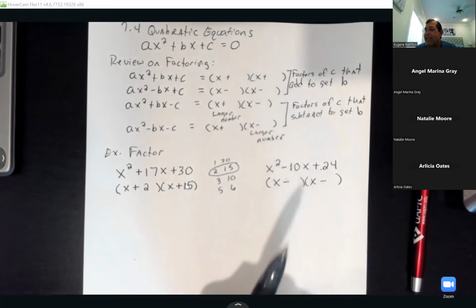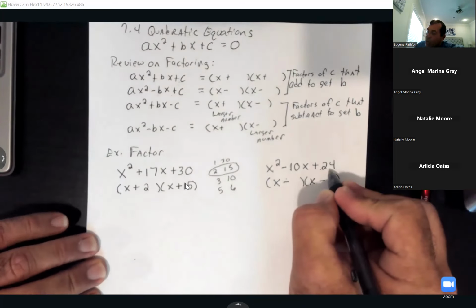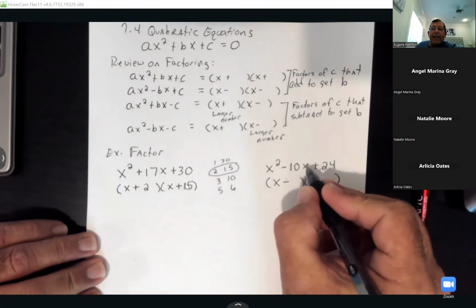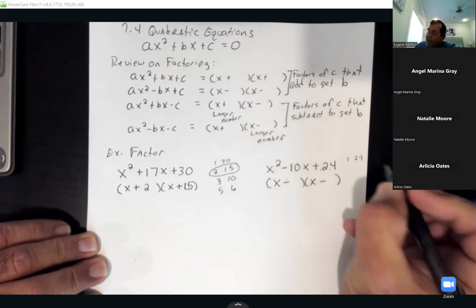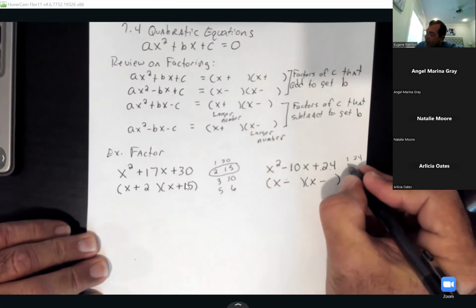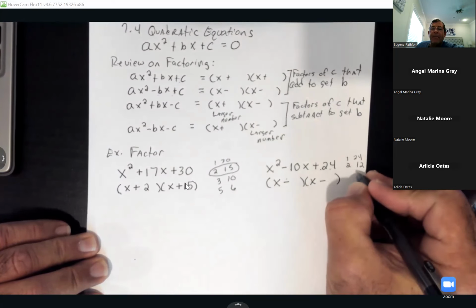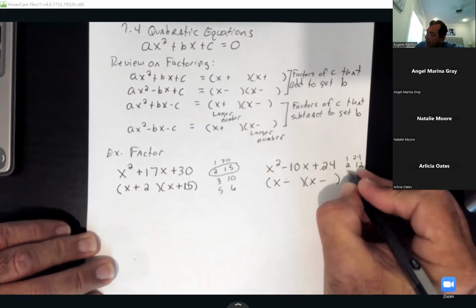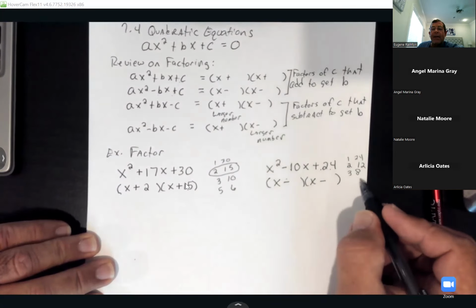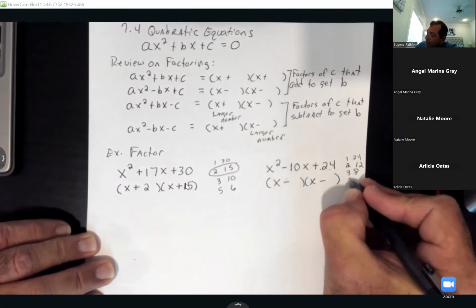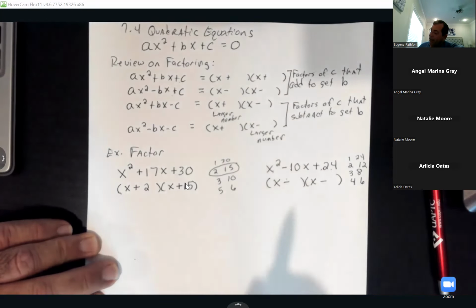Now, I still want factors of 24, so we need to find factors of 24 that'll add to get 10. So we got 1 times 24, that gives me 25. 2 times 12, that adds to get me 14. Next, I would try 3 times 8. That adds to get me 11. Next, my last factor would be 4 times 6. And y'all, there we go.